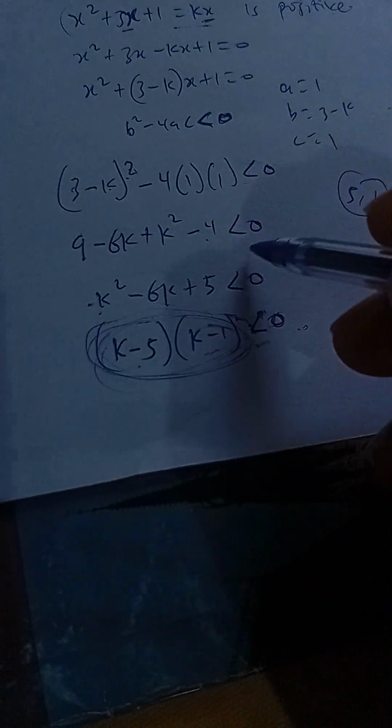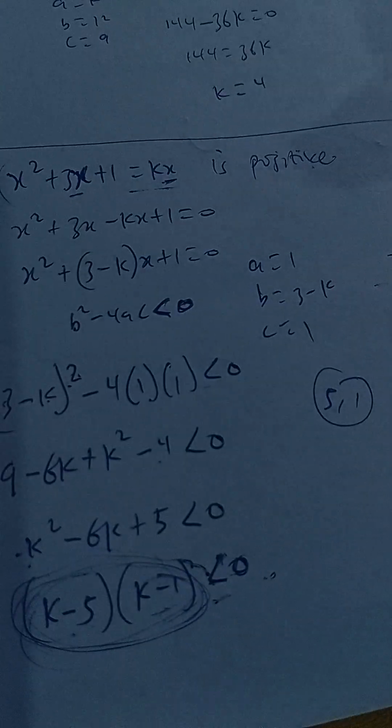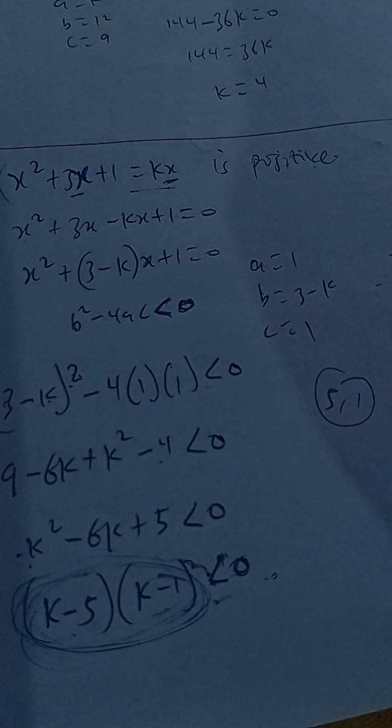So k is greater than 1, but at the same time less than 5. So I have 1 less than k less than 5. This should be my range. If this was underlined, here would have also been underlined, meaning 1 and 5 would be inclusive. But it wasn't underlined because the question said we should find the values of k for which the equation is always positive, meaning discriminant is less than 0.